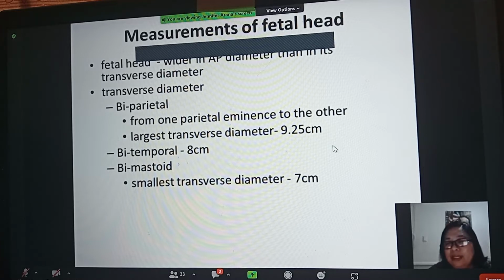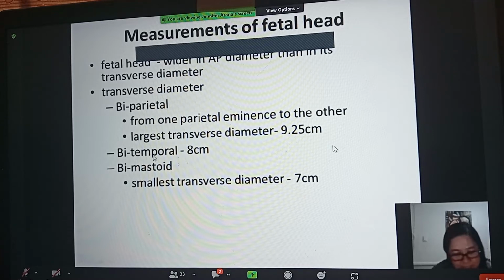Okay, one measurement of the fetal head is the transverse diameter. Transverse diameter is kilid sa ulo, no? Okay. Part of the transverse diameter is the biparietal diameter. The biparietal diameter is measured from one parietal eminence to the other parietal eminence. This is the largest transverse diameter and it measures around 9.25 centimeters.